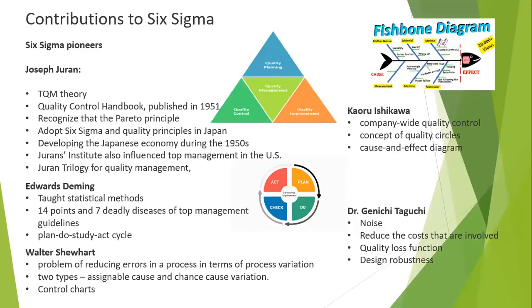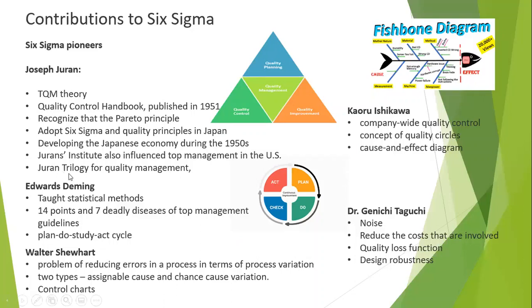Okay, and these are some of the contributions to Six Sigma by many people. Six Sigma pioneers. Joseph Juran. He's the main guy who created the TQM theory. He published the Quality Control Handbook, and he recognized the Pareto principle. He did all this activity in Japan. He's the main person who improved Japan's economy in the 1950s.